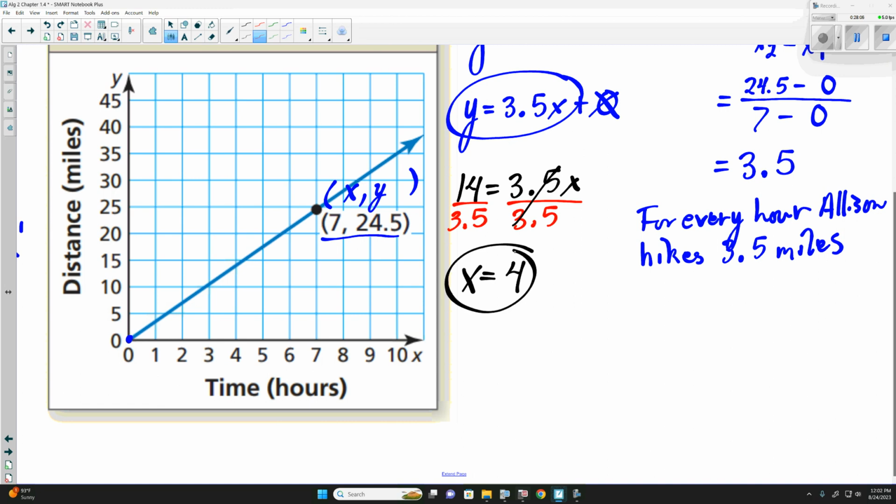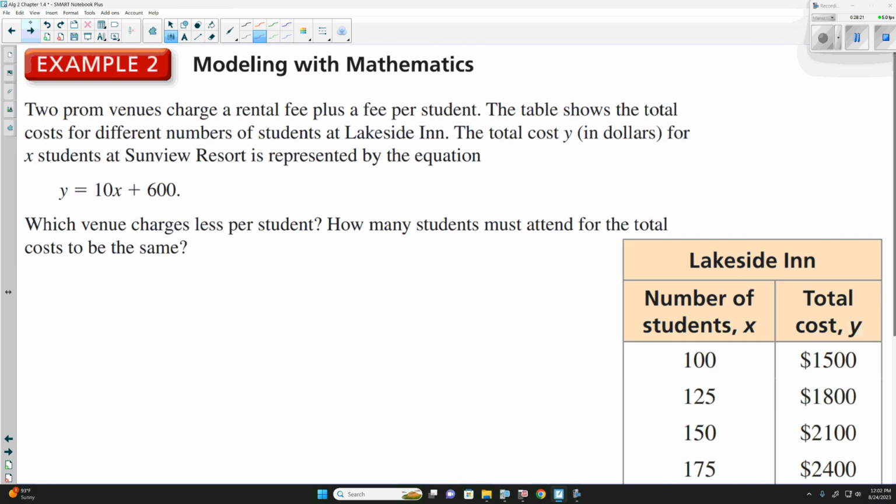So how long does it take her to hike 14 miles? It takes her 4 hours. Any questions on any of this here? All right, we'll pick this up tomorrow.